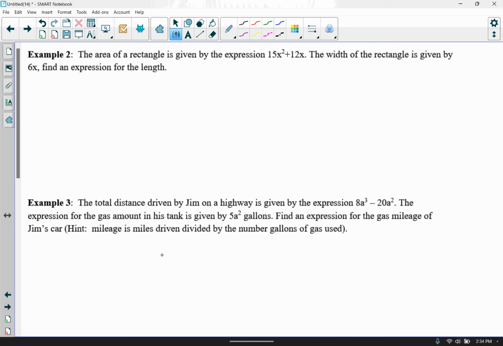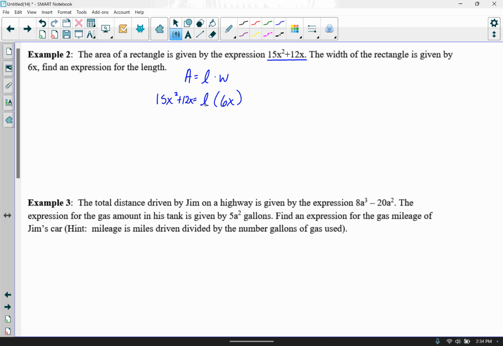All right, so here it says the area of a rectangle is given by this expression, and the width is given by 6x. They want us to find an expression for the length. So we know the formula for area of a rectangle is length times width. And now let's fill in the pieces that we know. They tell us that the area is this expression, so 15x squared plus 12x. And it tells us that our width is 6x. So I don't know my length, but I know my width is 6x. And I'm trying to solve for this length.